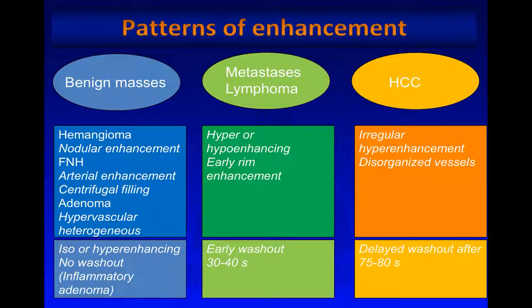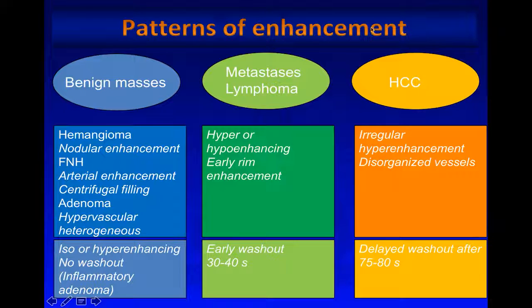Generally, benign masses, depending on what they are, will have various patterns of enhancement in the arterial phase. For example, hemangioma will have nodular peripheral enhancement. Focal nodular hyperplasia has intense arterial enhancement with generally centrifugal filling. Adenomas are also hypervascular in the arterial phase, but they tend to be more heterogeneous. But what is important is that in the portal venous and delayed phase, benign lesions remain iso- or hyperenhancing. In other words, there is no washout, perhaps with the exception of some inflammatory adenomas.